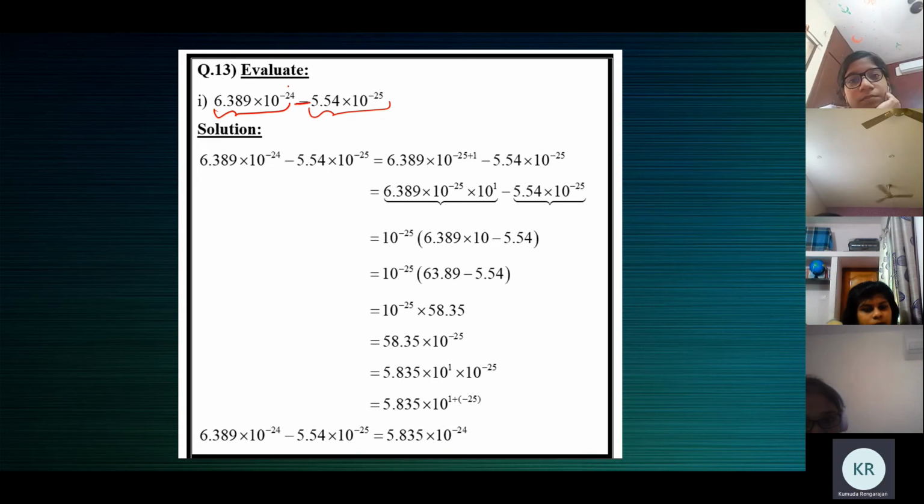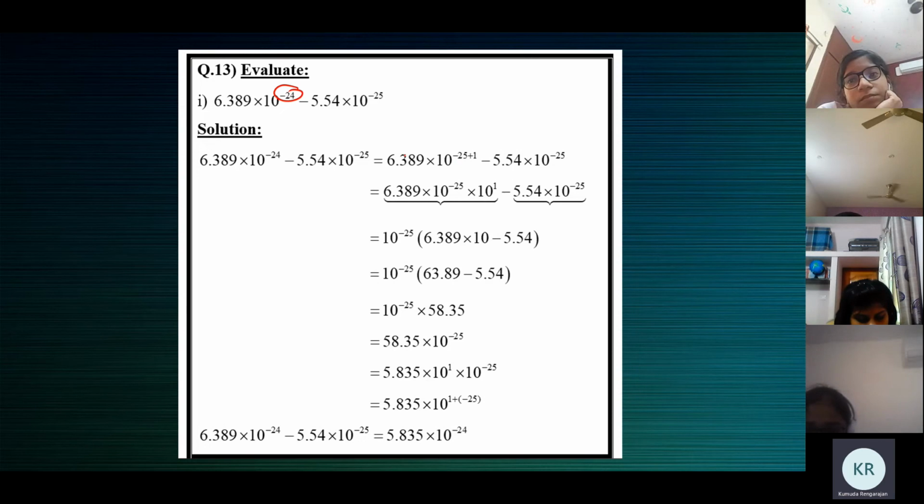So we look at the powers, 10 to the power minus 24, 10 to the power minus 25. Either write minus 24 using minus 25 or write minus 25 using minus 24. That is your choice. You can do anything. I have taken up minus 24 and I have written it using minus 25 so that I can take out 10 to the power minus 25 common.